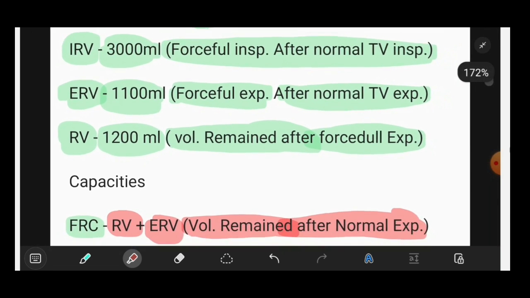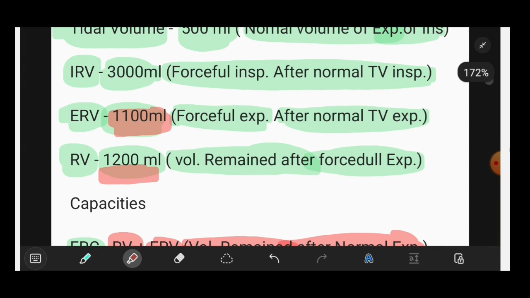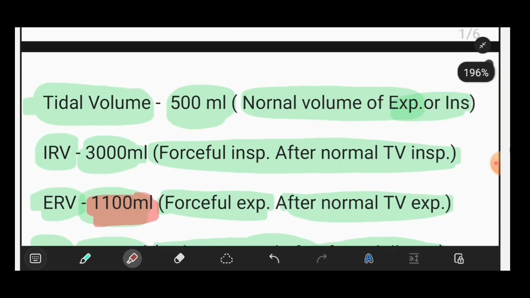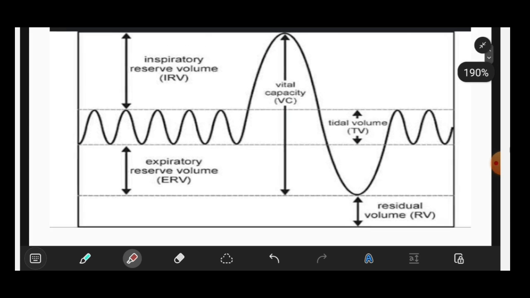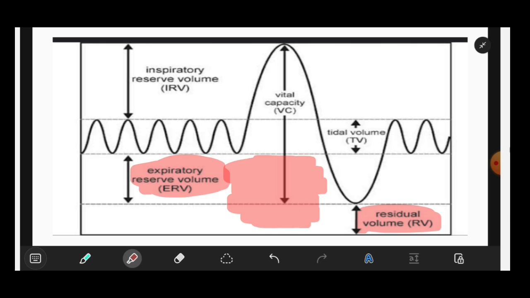So you know what is the total functional residual capacity? Residual volume 1200 ml plus expiratory reserve volume 1100 ml. You can calculate, guys. In this graph you can see the functional residual capacity will be expiratory reserve volume plus residual volume. So graph will be like this. This portion will be the functional residual capacity.